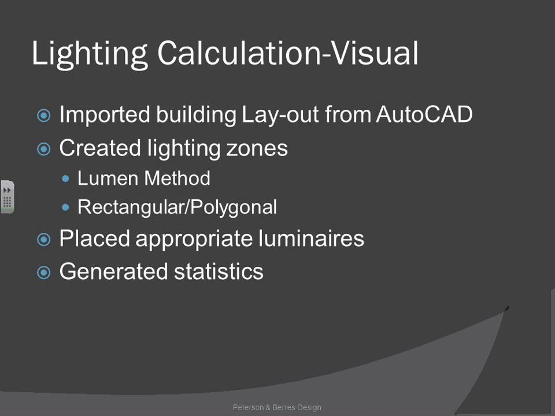For our lighting calculation, we used the visual software. We imported our building layout from AutoCAD. And then we created lighting zones using either the lumen method or manually drawing rectangular or polygonal zones. After we drew the zones, we placed the luminaires inside the zones. And after placing them, we generated statistics and made sure they comply with the client's requests.